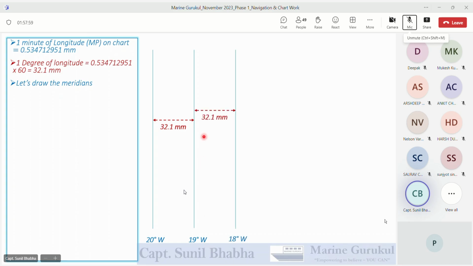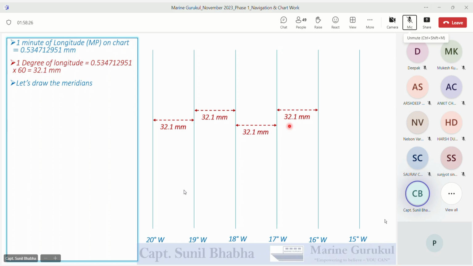Now moving further in the same fashion, keeping the same distance, I draw a meridian of 18 degrees west. The distance remains the same, 32.1 millimeters, because the longitude scale is constant. 1 minute of longitude or 1 degree of longitude remains the same throughout the chart. Exactly in the same way, keeping the 32.1 millimeter distance, I draw the meridian of 17 degrees west. Then keeping the same distance, 16 degrees west, and keeping the same distance, I draw a meridian of 15 degrees west.